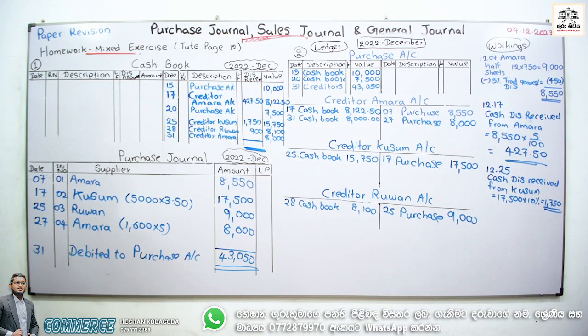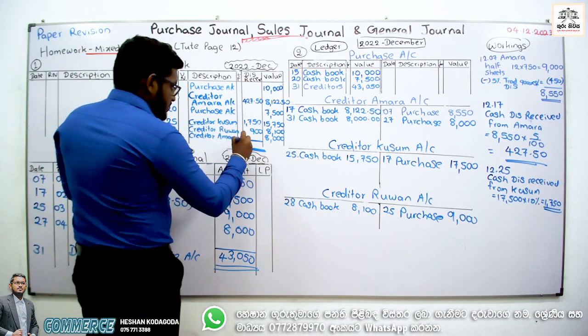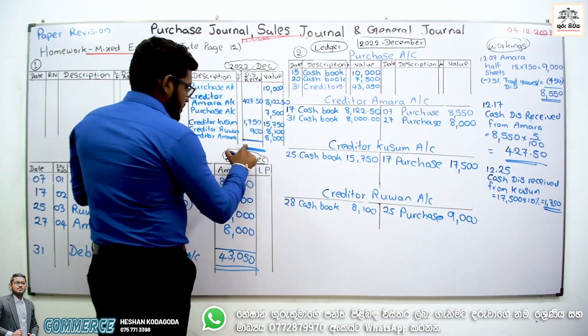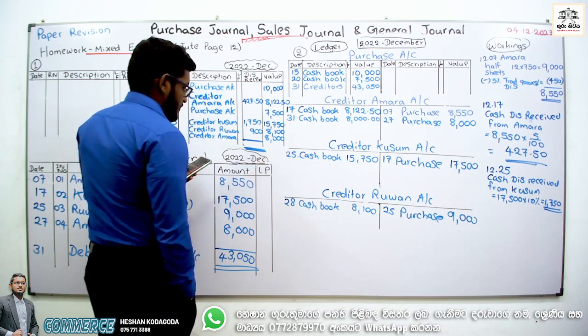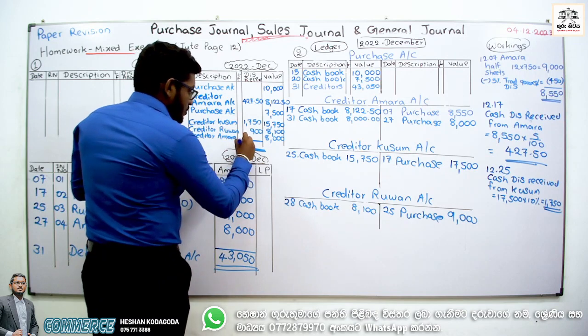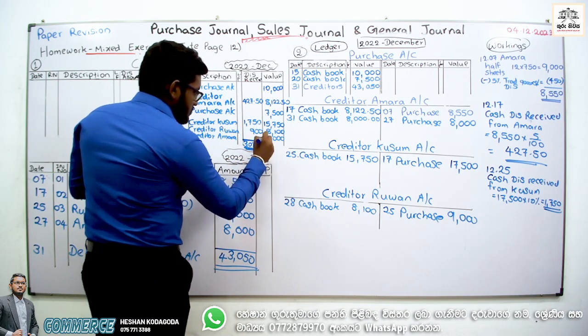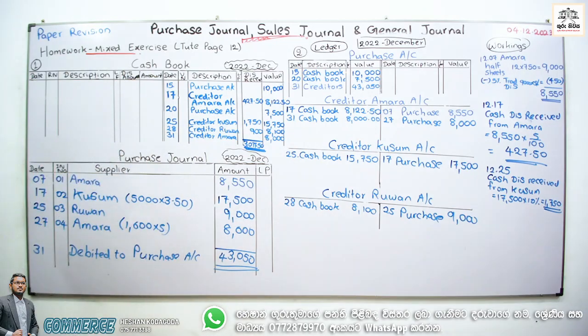427.50 plus 1,750 plus 900 rupees. That is 3,077 rupees 50 cents. 3,077 and 50 rupees.